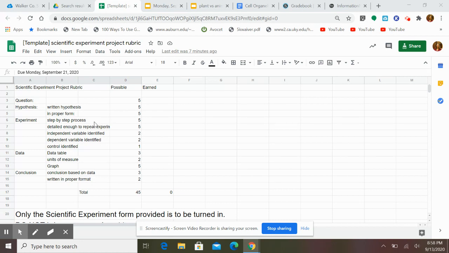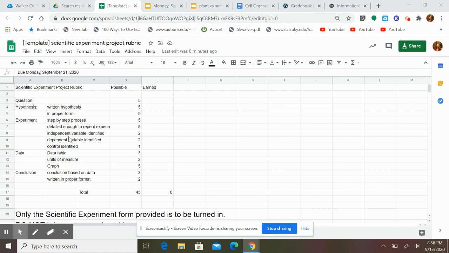When you write your experiment, please make sure that you write very detailed step-by-step processes. It should actually say, step 1, do this. Step 2, do this. Make sure to include any necessary measurements and units of measurement. In the experiment, you must also identify the independent variable. The independent variable is the thing you are changing on purpose in the experiment. It's the thing you are testing.